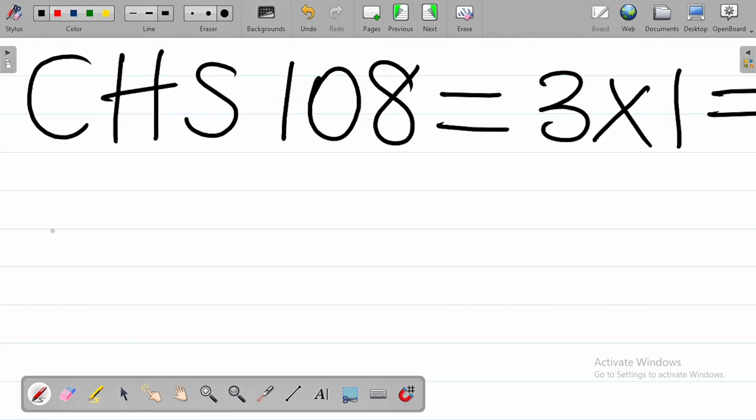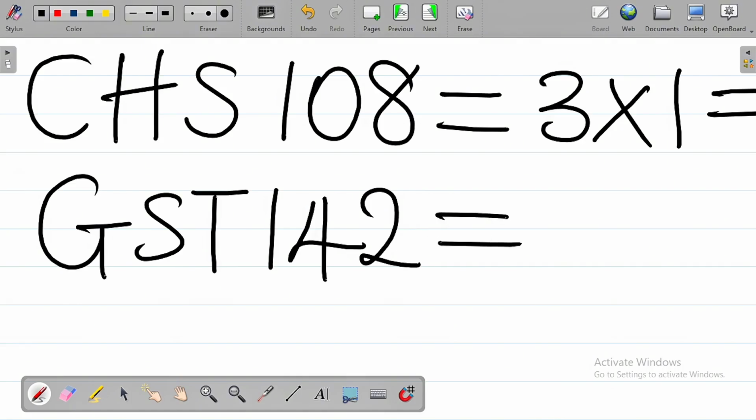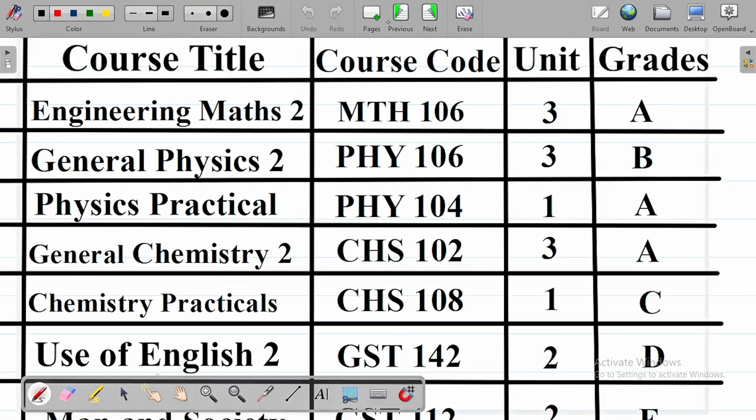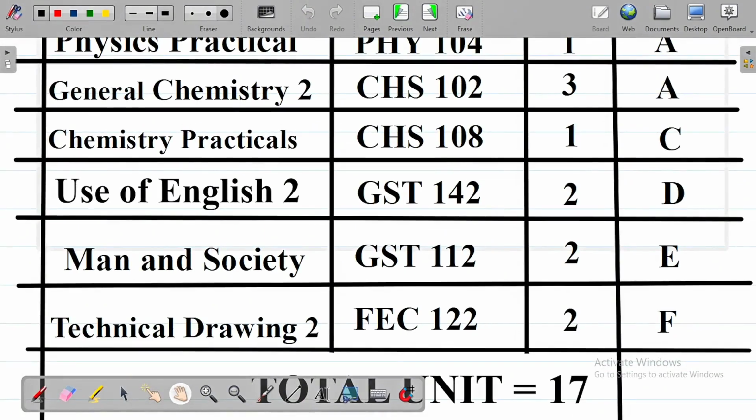All right, let's consider the next course. We have GST 142. GST 142, which is general use of English rather. GST 142 is use of English, and it is equal to, let's confirm the points and units. Use of English 2 is a 2-unit course. It is a 2-unit course, and the student has D.